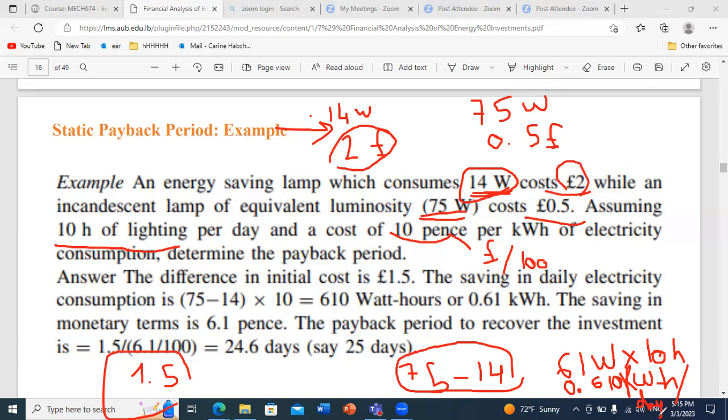So now I can find the amount of money saved per day, because they gave me that the cost is 10 pence per kilowatt hour. But here we have 10 pence, okay? The cost is 10 pence. So we multiply by 10 first to find the cost in pence per day. And so we have 61 pence saving per day. And each pence is 1 over 100 of a pound. So in terms of pounds, I am saving 61 over 100 pounds per day. So this is the amount of savings I am making per day.